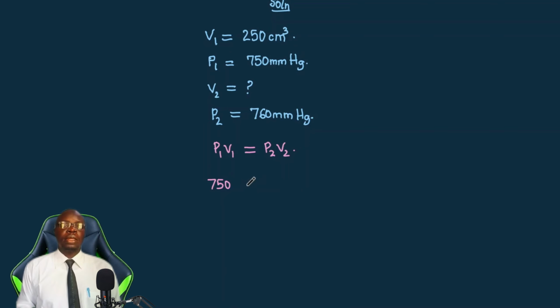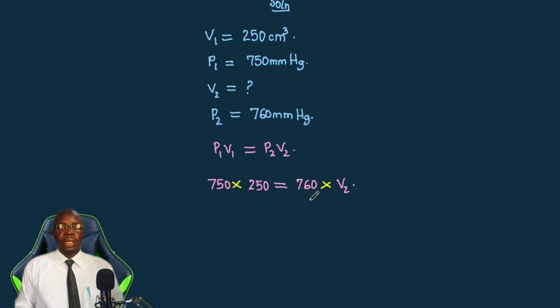And we know that since our V1 is in cubic centimeter, then our V2 will also be in cubic centimeter. But remember, we have to convert into SI unit as the question has demanded us to do so. So we multiply this by our V1, which is 250. This should give us pressure 2, which is 760 millimeter of mercury, times the missing volume, that is V2.